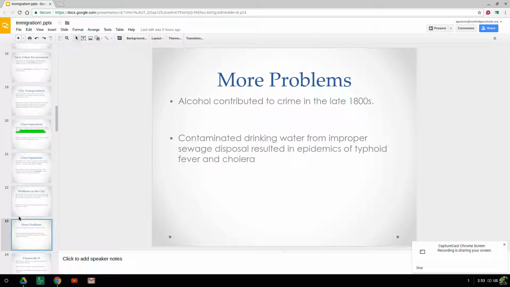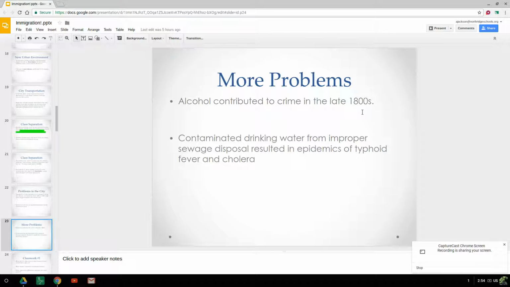Alcohol is going to begin to contribute to the crime in the late 1800s. However, we have a lot of people consuming alcohol from Europe, and this is different. And very simply, when people become drunk, they are impaired and they are not thinking clearly all the time. So some people are beginning to make bad decisions, and we see an increase in crime. And these are Europeans who were used to consuming more alcohol. This was not a common thing here in America.